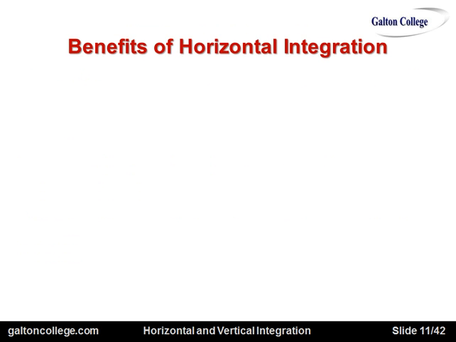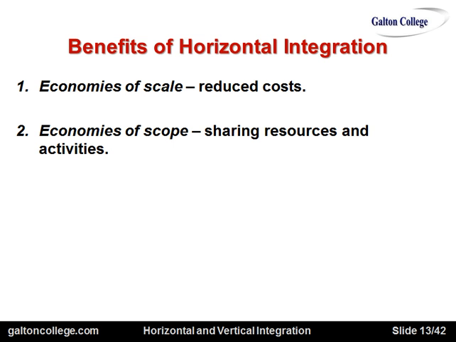Now the benefits of horizontal integration, well, there are economies of scale. They're combining, so they may be able to rationalize their administration or reduce overheads, reduce office overheads, or they may be able to purchase in bigger quantities and negotiate better discounts, and so they're able to gain economies of scale. And they've also got economies of scope, sharing resources and activities. They're able to come together to share the resources in a more efficient manner.